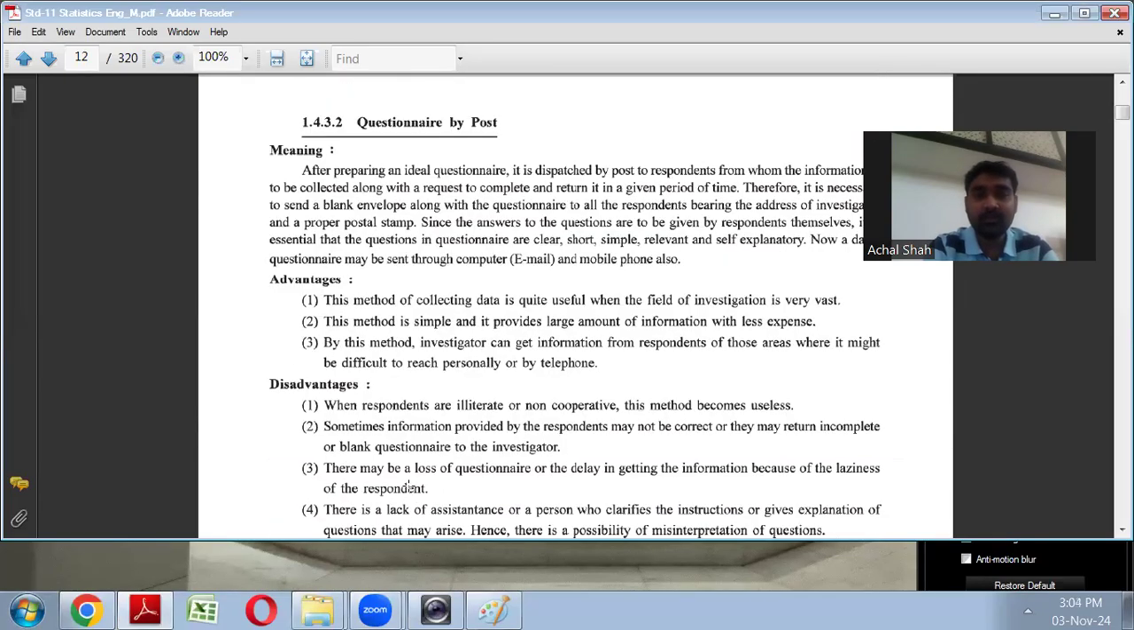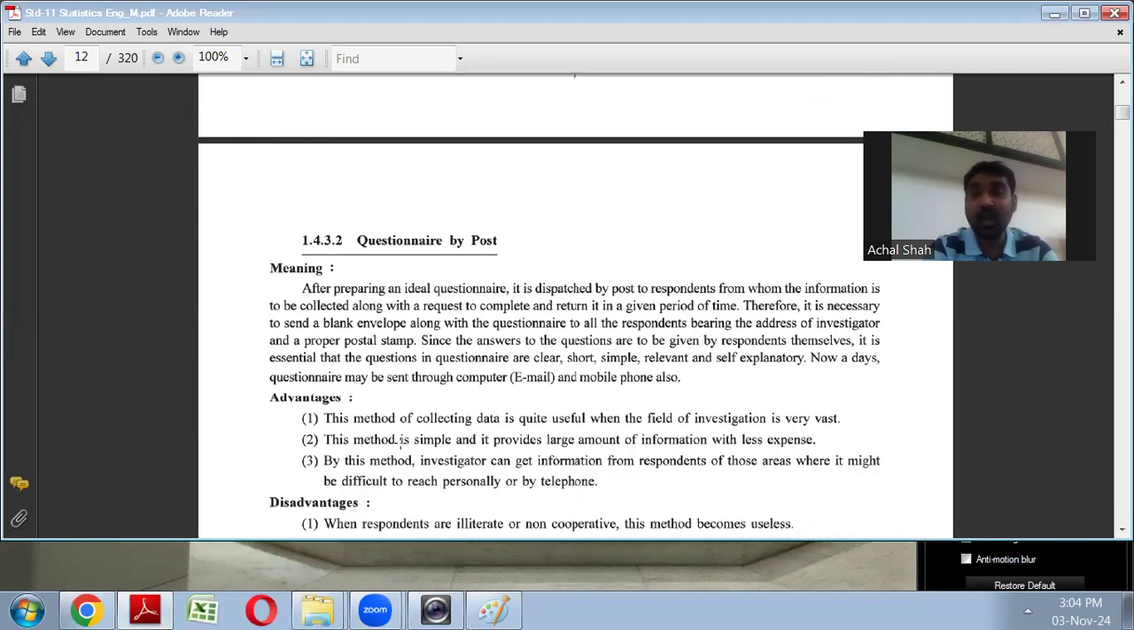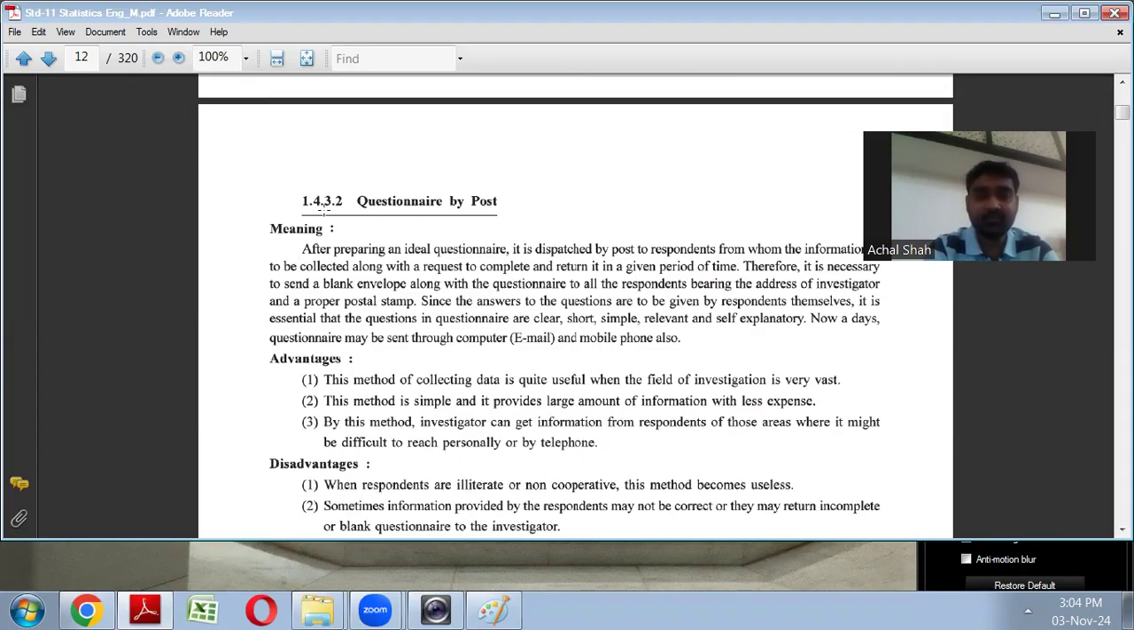Now, let's discuss the questionnaire method. That is how you can do a survey by questionnaire, right? So what are the methods? We have seen there are two methods. So let us see the first method in that, questionnaire by post.